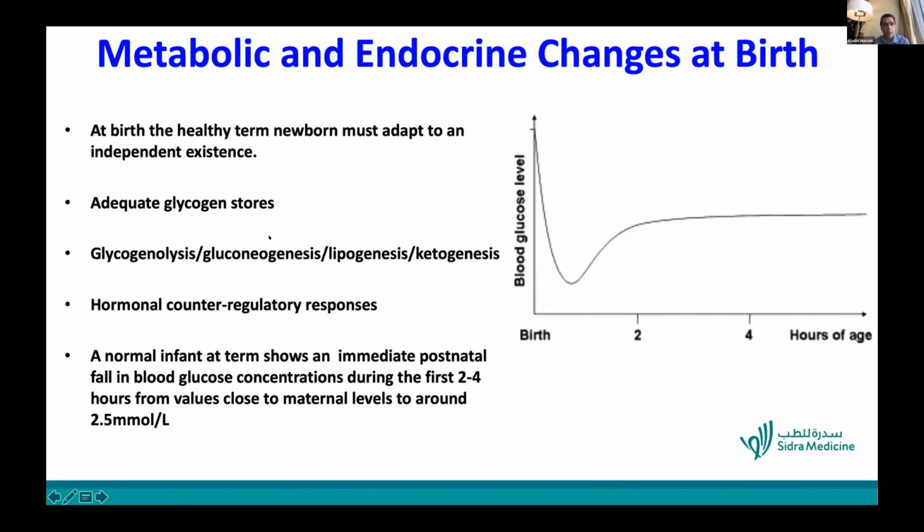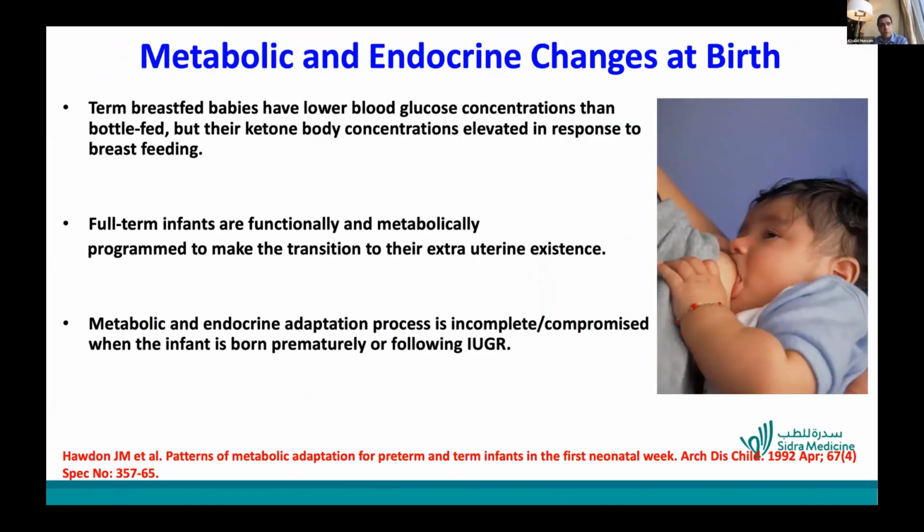And this can only happen if you have enough glycogen stores in the body, and if you have the processes I explained earlier: the ability to break down fats, the ability to make ketone bodies, and all the counter-regulatory hormones in place. So remember, this can only happen in a normal term healthy baby without any other risk factor for hypoglycemia. Just a few differences between bottle-fed and breastfed babies: breastfed babies have a slightly higher ketone body response to feeding. And full-term infants are functionally metabolically programmed to make this typical transition from intrauterine to extrauterine existence.